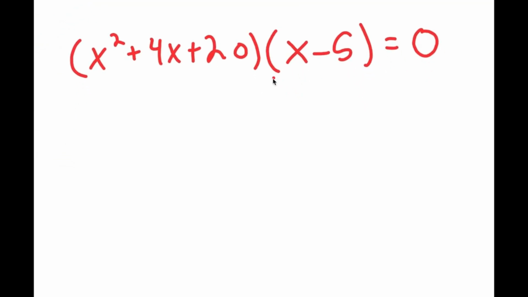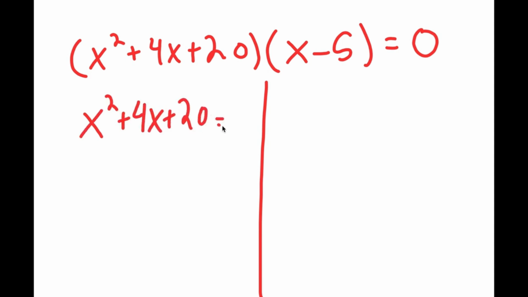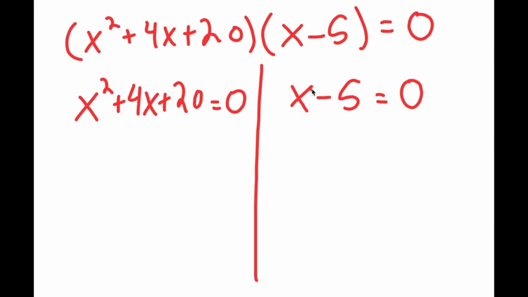And this gives me two equations. I get x squared plus 4x plus 20 is equal to 0, and x minus 5 is equal to 0. So I'm going to first start by solving x minus 5 equals 0. To solve this, all I have to do is add 5 on both sides, and I get x is equal to 5.